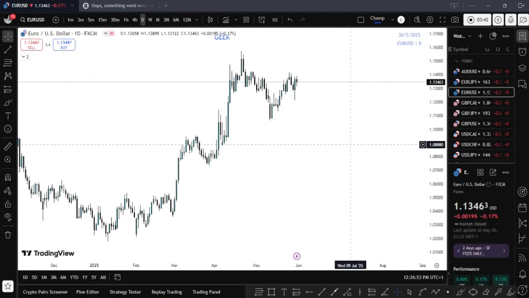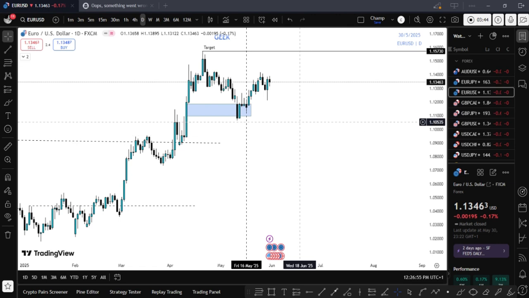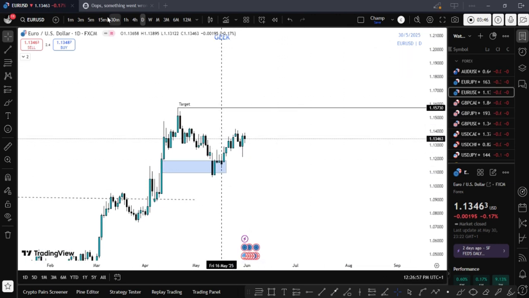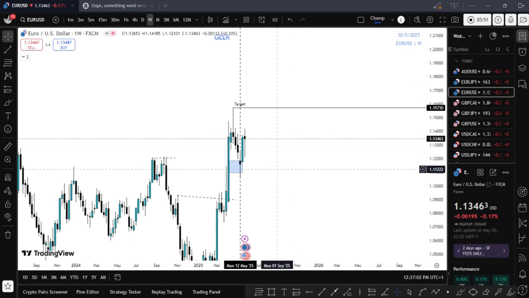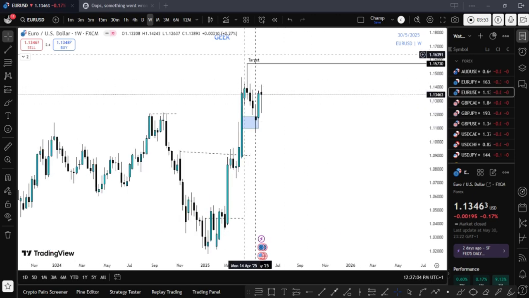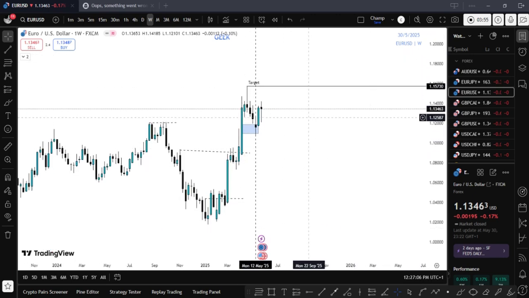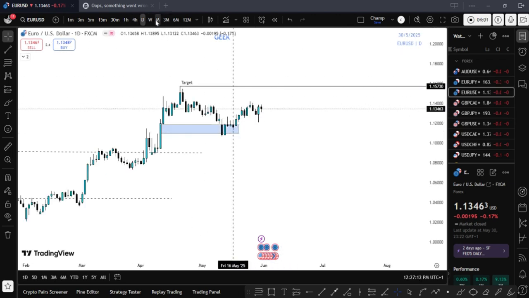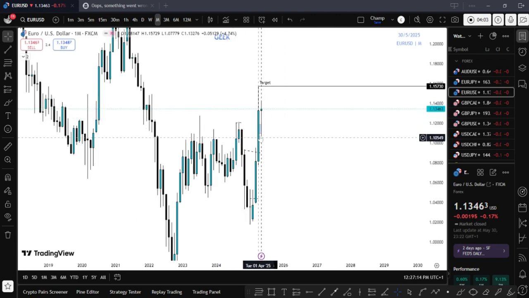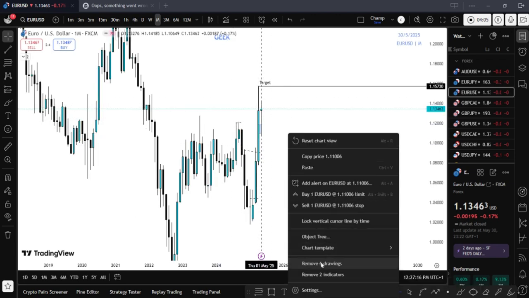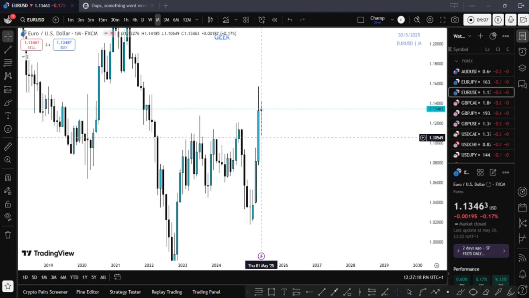EURUSD gives a similar story as DXY because EURUSD is the direct opposite of DXY. I still have this from my last analysis, but I'm watching this chart knowing that it is at equilibrium. I'm ready for anything. This is my monthly fair value gap here.